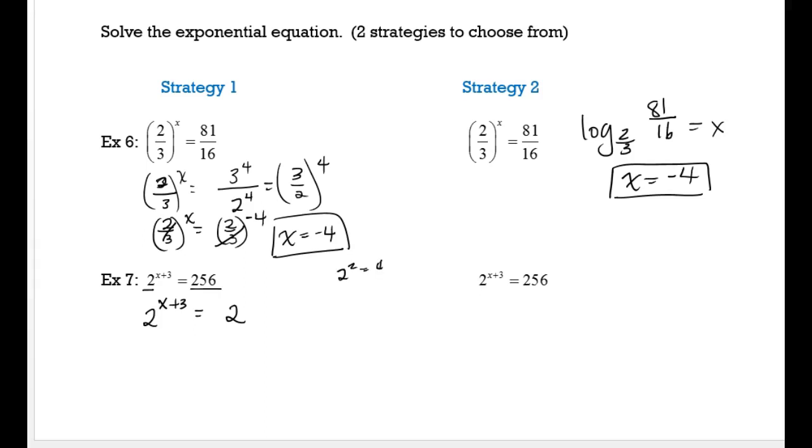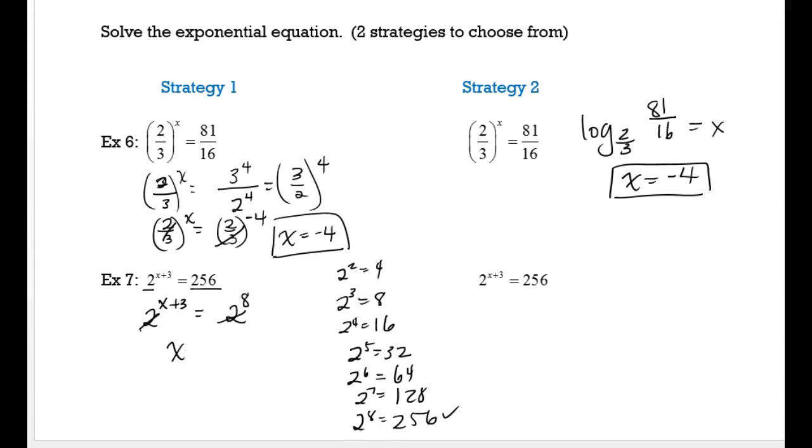So 2 squared is 4, 2 cubed is 8, 2 to the 4th is 16, 2 to the 5th is 32, 2 to the 6th is 64, 2 to the 7th is 128, and 2 to the 8th is 256. So that's the one I need. So I'm going to rewrite this as 2 to the 8th power. Now, the bases are the same, so the bases drop out, and I'll have x plus 3 equals 8. Now we're back to basic algebra. So x is equal to 5.